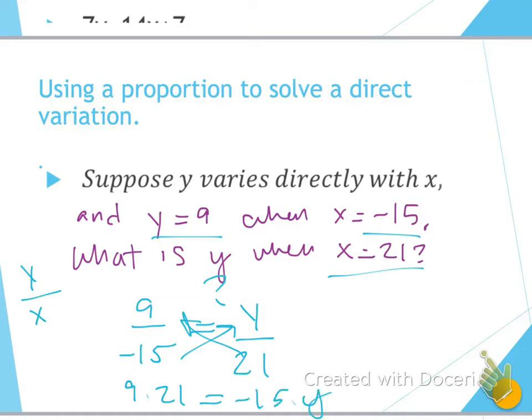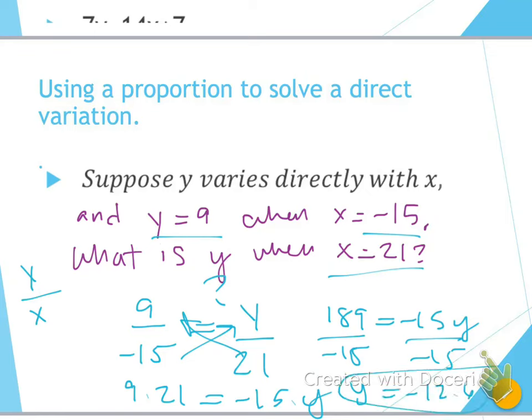9 times 21 is 189. And we still got negative 15y. Divide by negative 15. So y is equal to negative 12.6. So that is the y value that's going to make them have the same constant of variation.